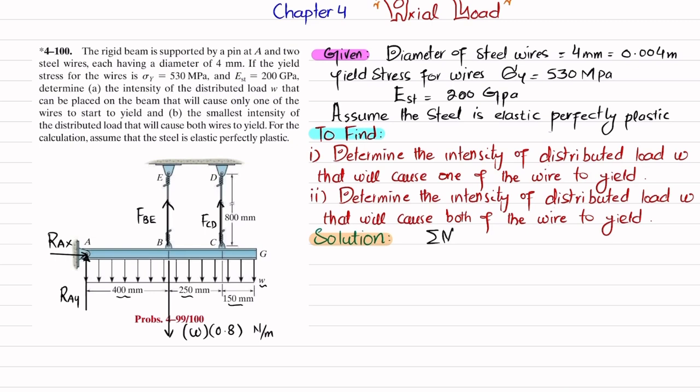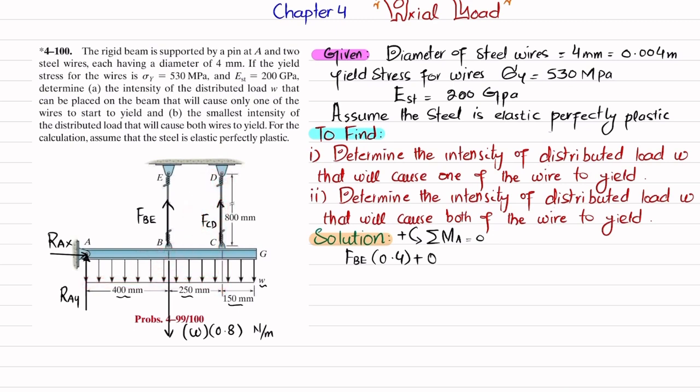So the first equation of equilibrium is that the sum of all moments about point A is equal to 0, taking the counterclockwise moment as positive. So about point A, the first moment will be FBE, and the perpendicular distance is 400, which is 0.4 meter, and it is producing counterclockwise, so it will be positive. So I will write FBE multiplied by 0.4. The second moment is produced due to FCD, and the perpendicular distance is 0.65 meter, and it is also producing counterclockwise moment, so it will be positive.